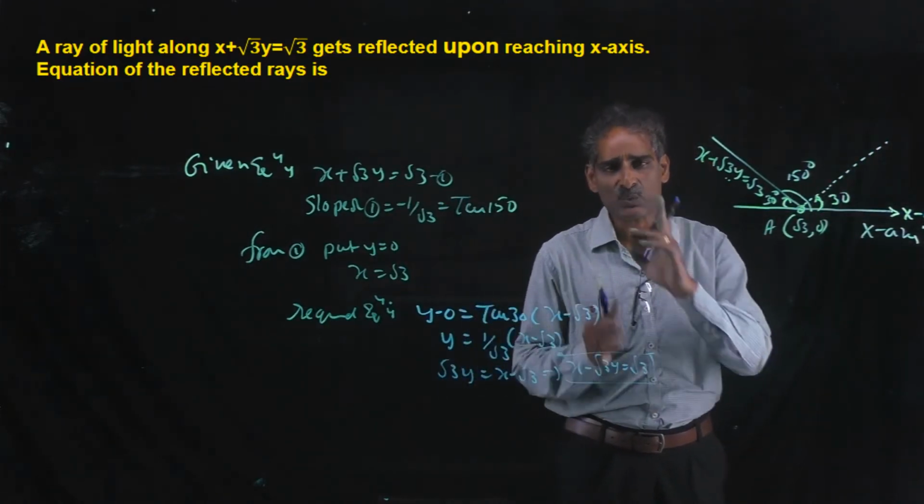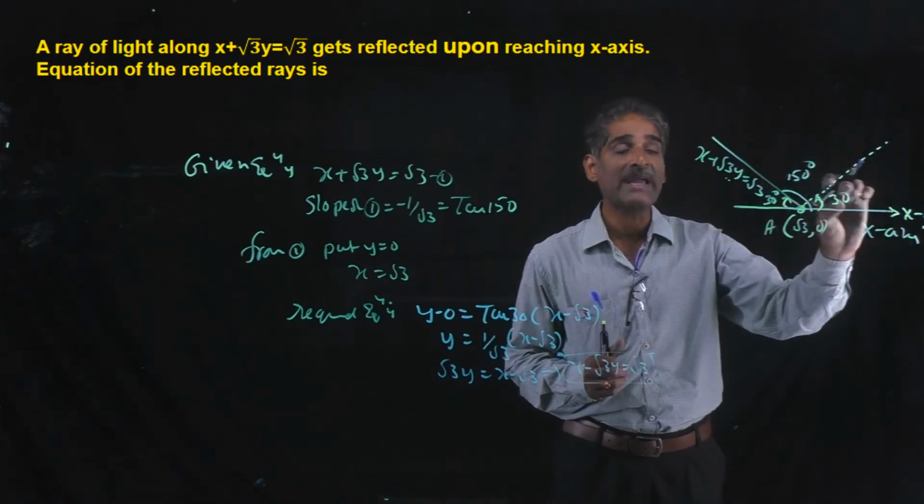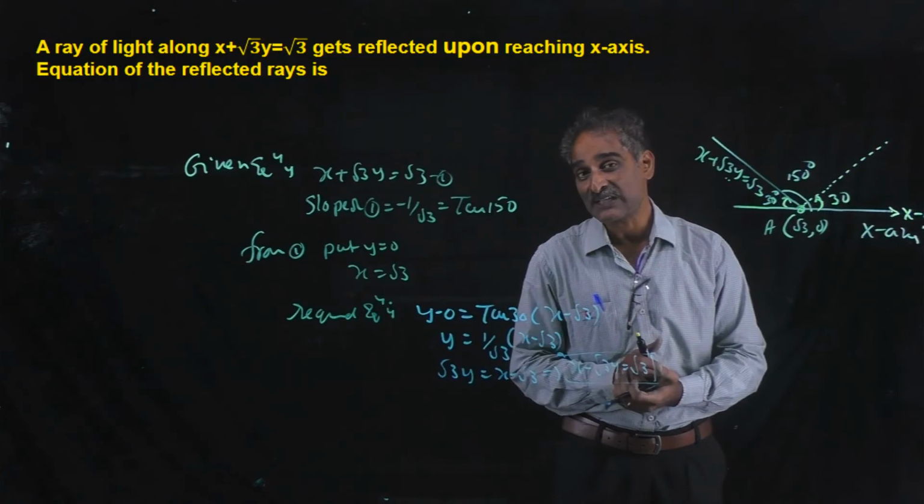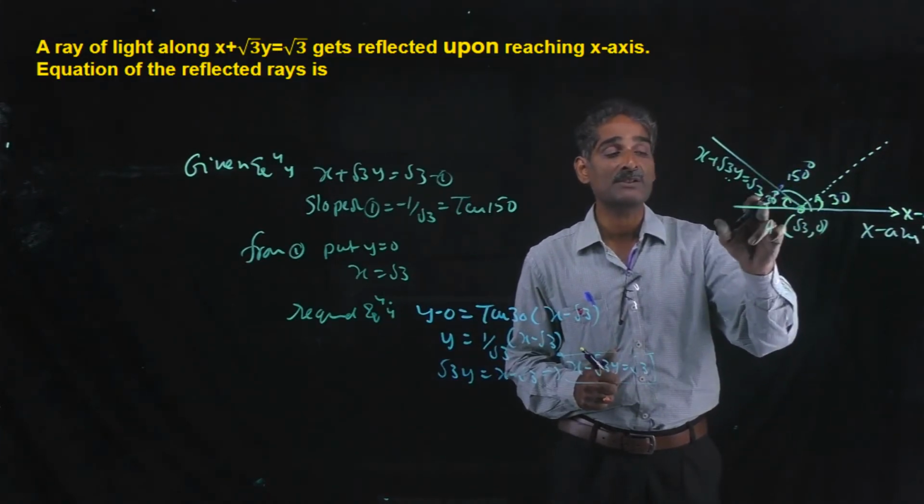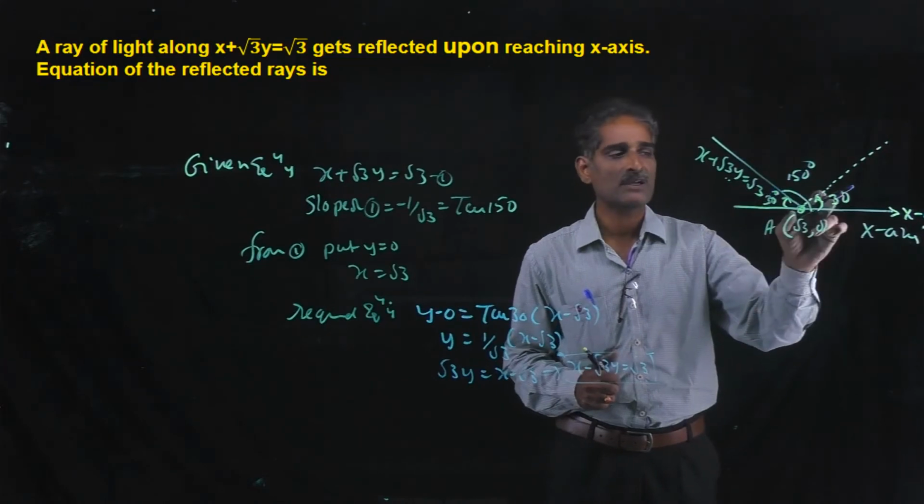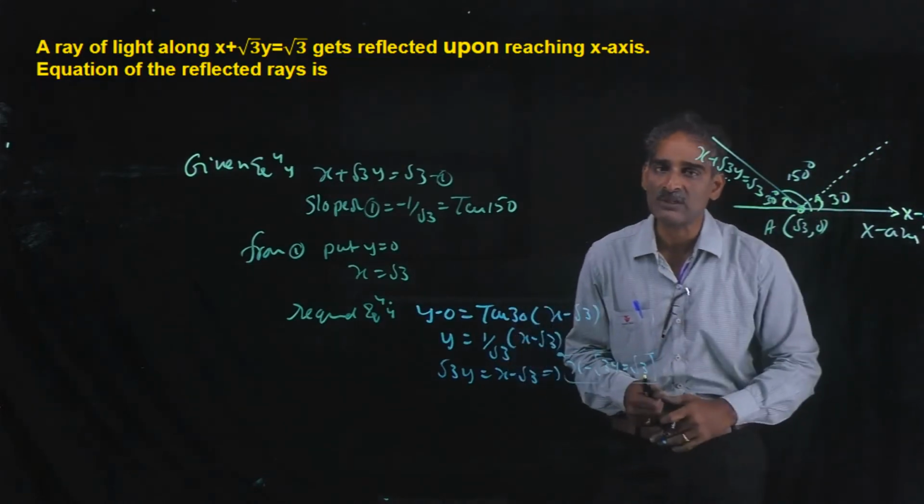Here just one thing is important. These two angles are equal but have opposite signs. So with the help of the slope we can find this angle. That means this is 30 degrees, and here also 30 degrees. We know the inclination of this line. If you know the point, you can write the equation.